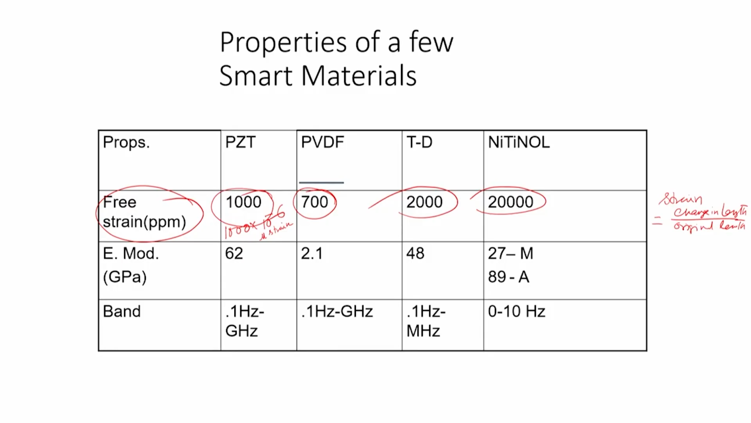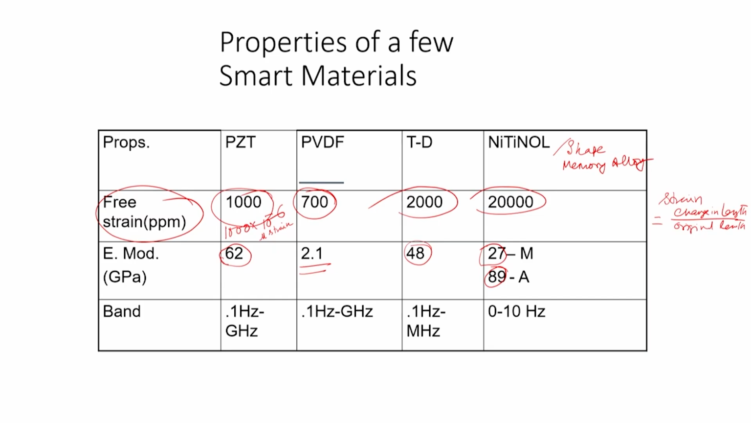Modulus of elasticity wise, piezoelectric materials are ceramics, they have a 62 gigapascal modulus, very stiff. PVDF is very soft, Terfenol-D is lower than piezoelectric material, and Nitinol, which is used as a shape memory alloy, has basically 2 moduli of elasticity. It is very flexible in low temperature, 27 gigapascal, and very stiff in high temperature, about 89 gigapascal.